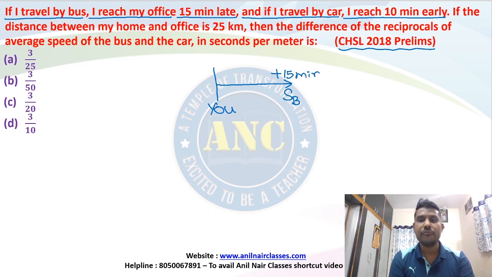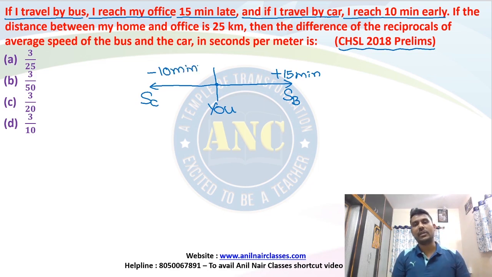That means I will take 15 minutes extra to reach the destination. But if I travel by car, I will be reaching the destination just 10 minutes earlier. Early means I am just saving 10 minutes, so I am putting minus 10. So whatever is the diagram, I hope it is the first statement according to the question.